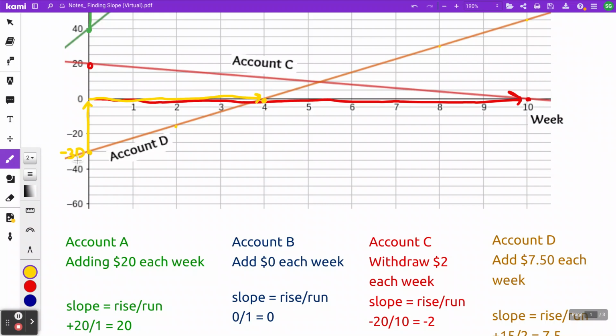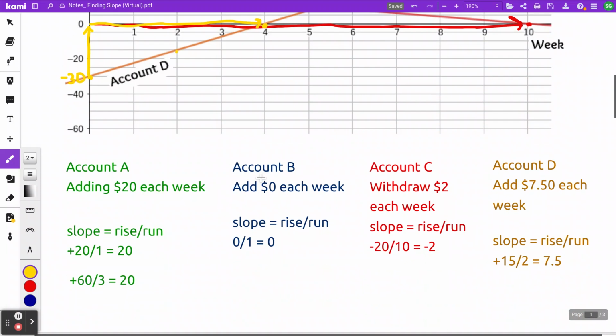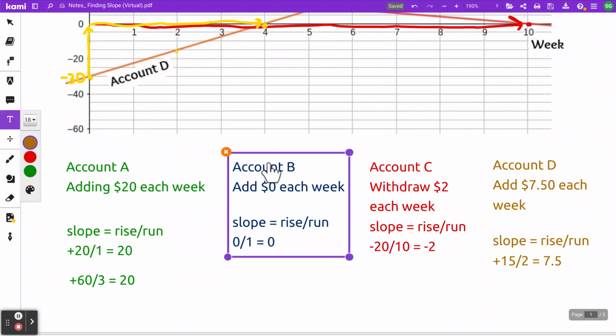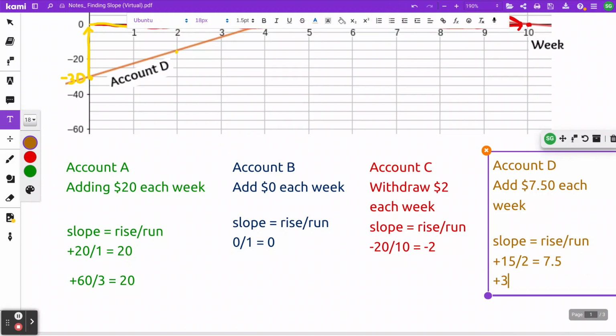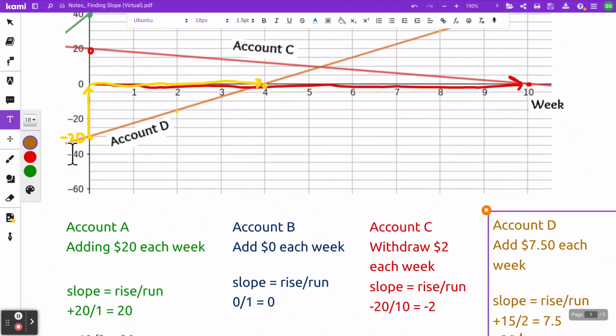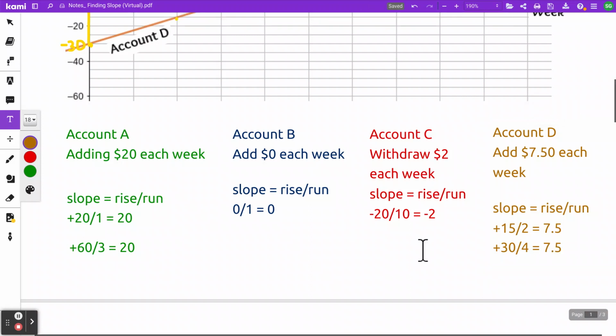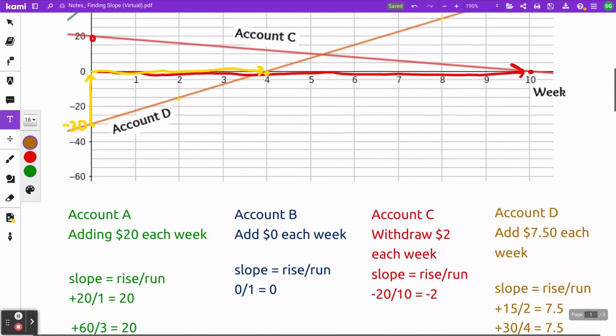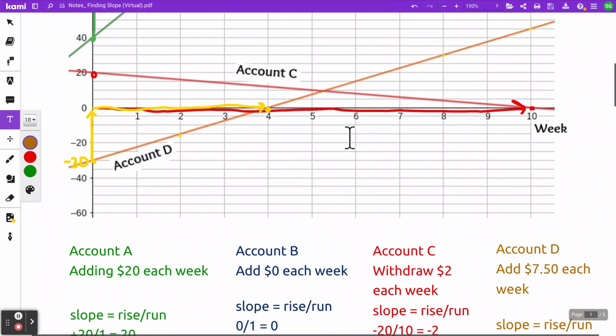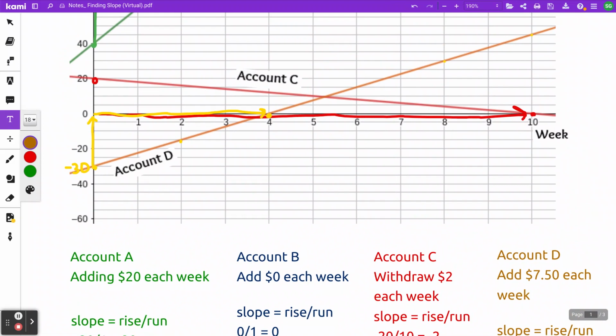If you're going from -$30 to a savings account with $0 in it, that must mean you added $30. But notice here, it took you 4 weeks to add that $30. So adding $30 over the time span of 4 weeks. And guess what? If you do 30 divided by 4, you know what you're going to get? That same exact answer. It's because it doesn't matter which 2 points you pick for your slope, it's going to be the same because this entire line's going the same direction, and slope just means direction.